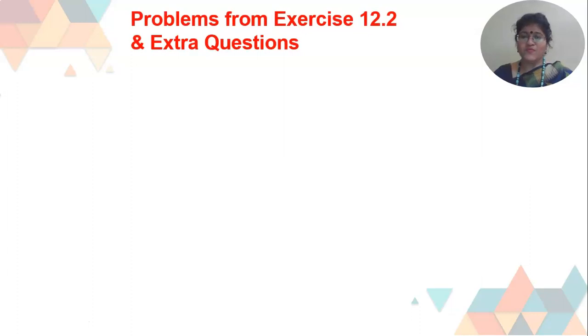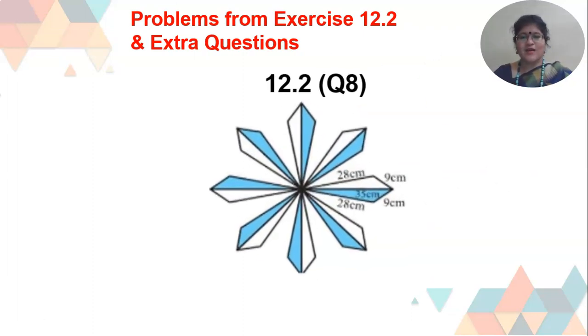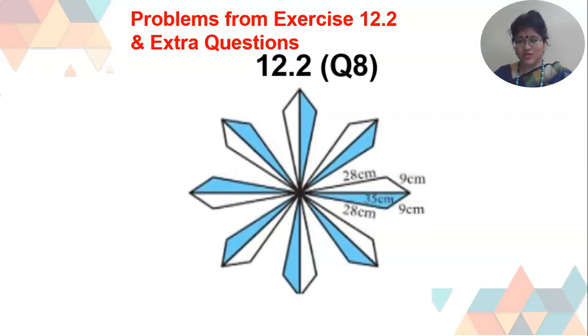Now, problems from exercise 12.2 and extra questions. Just let us have a look at the questions that we solved from this exercise. A very popular question, 12.2, question number 8. I hope you remember doing this in one of the video lessons. This is a floral design where there are 16 tiles in total, and you have to find the area of these tiles. So look at this triangle.